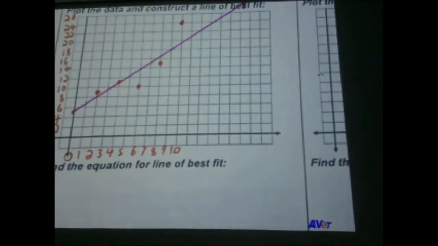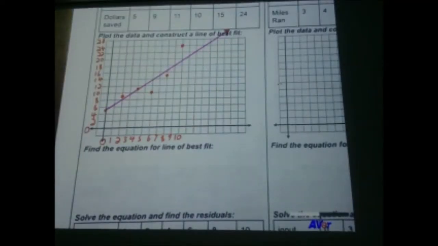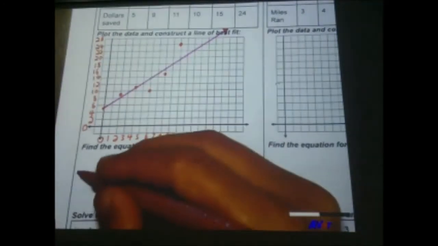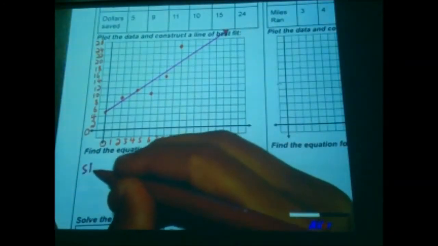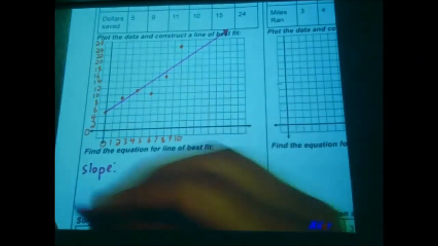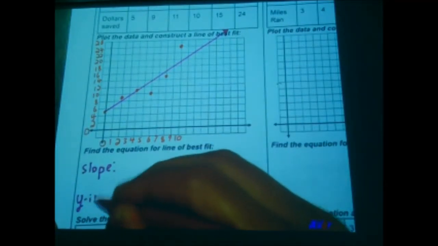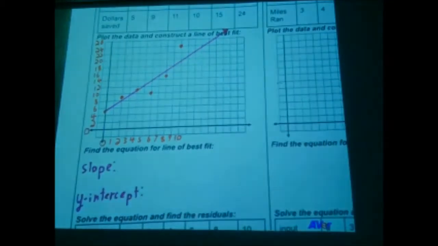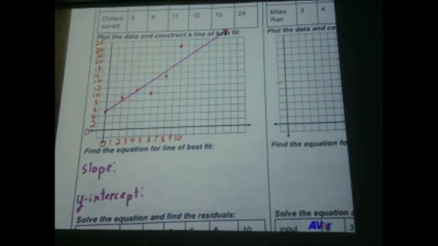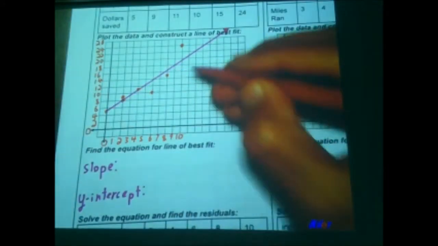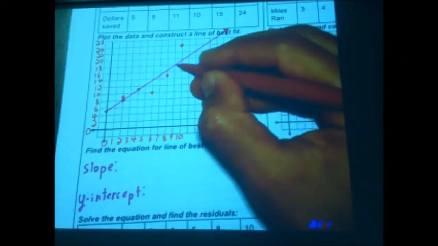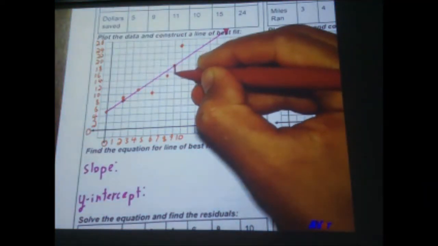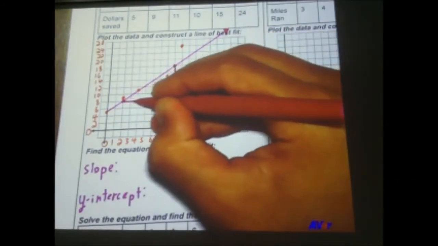Next step, find the equation for the line of best fit. To find the equation, we need to find the slope and the y-intercept. My slope we get from a sloped triangle. So we pick any 2 points on the line, any nice 2 points. This one looks to be a nice point, and this one looks to be a nice point. So I'm going to draw my sloped triangle.